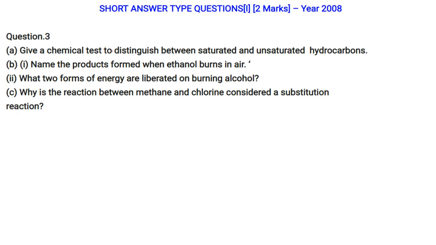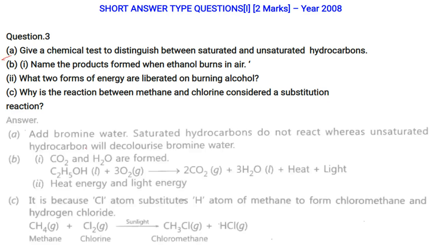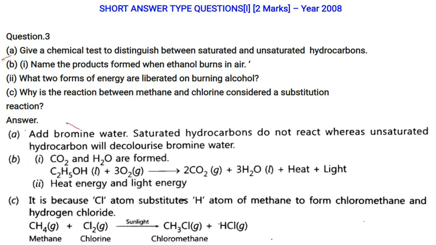Give the chemical test to distinguish between saturated and unsaturated hydrocarbons. Name the products formed when ethanol burns in air. First we'll take this one. So we need to add bromine water. Saturated hydrocarbons do not react, while the unsaturated hydrocarbon will decolorize the bromine water.